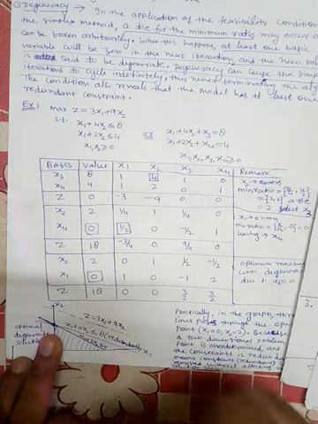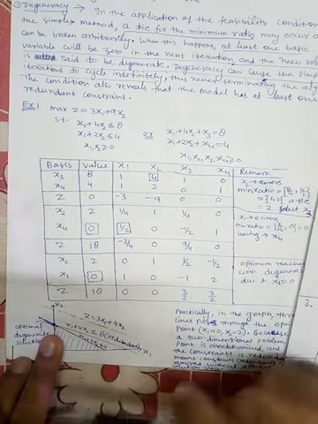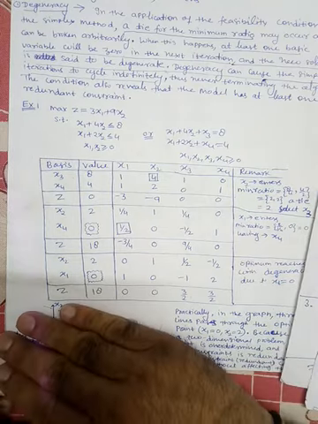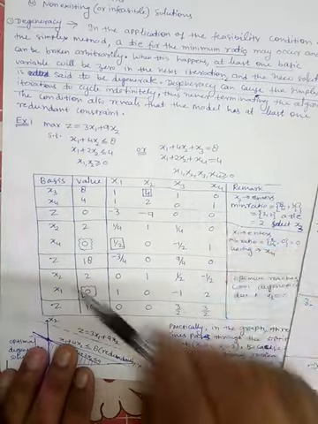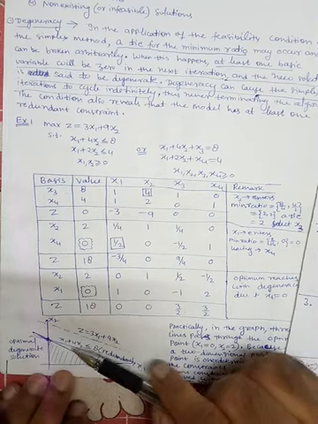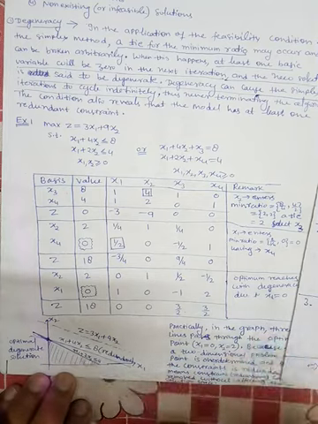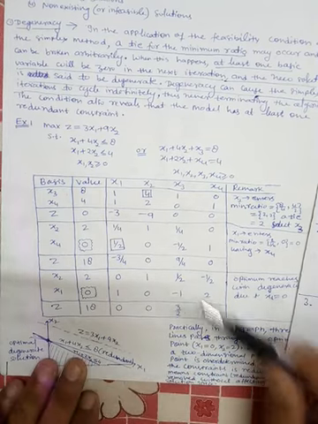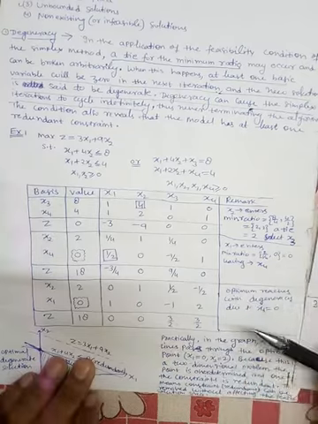But how can we detect the degeneracy in the simplex table without knowing the graph? This is the problem. If our problem has more than 2 dimensions, it is very difficult to construct the graph, and in that case we are unable to find the degeneracy. So let's see.